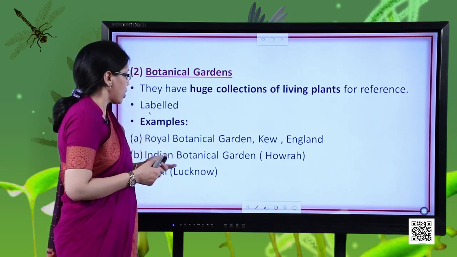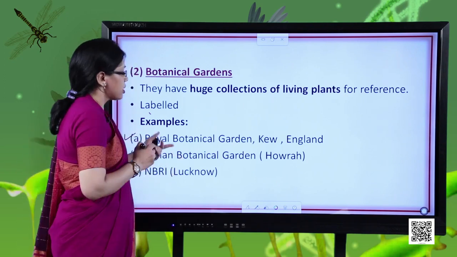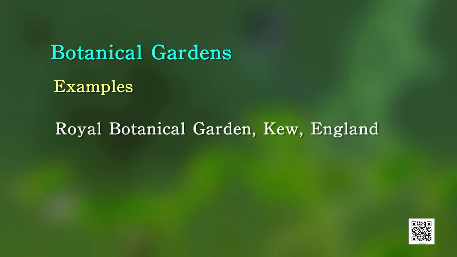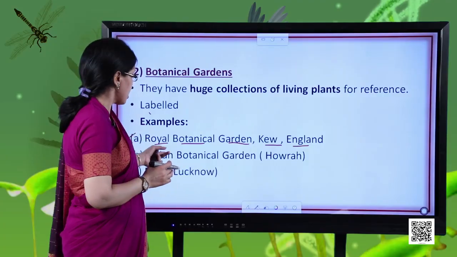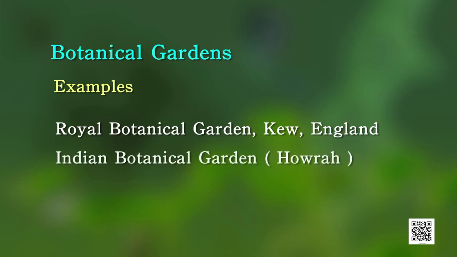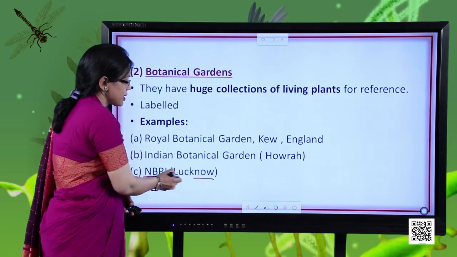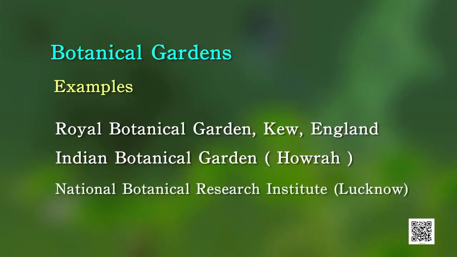Then let's discuss some of the famous botanical gardens. The largest botanical garden in the world is the Royal Botanical Garden, and this garden is present in Kew, England. Then in India also we have a large number of botanical gardens. These two are the more famous ones. The second one which we have to discuss is the Indian Botanical Garden, present in Howrah, that is West Bengal. And another very famous botanical garden in India is NBRI, the National Botanical Research Institute. This botanical garden is present in Lucknow, that is Uttar Pradesh.